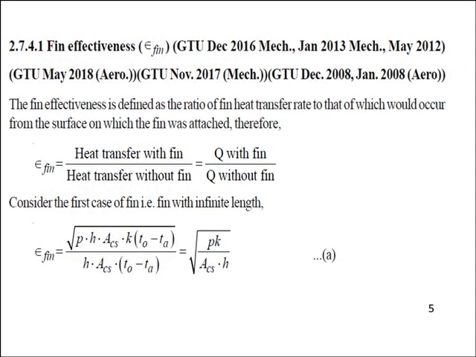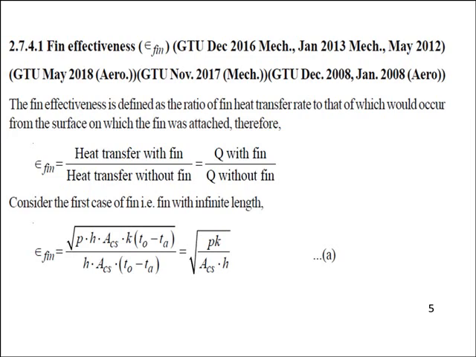First we will define fin effectiveness. The fin effectiveness is defined as the ratio of the heat transfer rate to that which would occur from the surface on which the fin was attached. Therefore, epsilon, the effectiveness of the fin, is the ratio of heat transfer with fin divided by heat transfer without fin, or Q with fin divided by Q without fin.